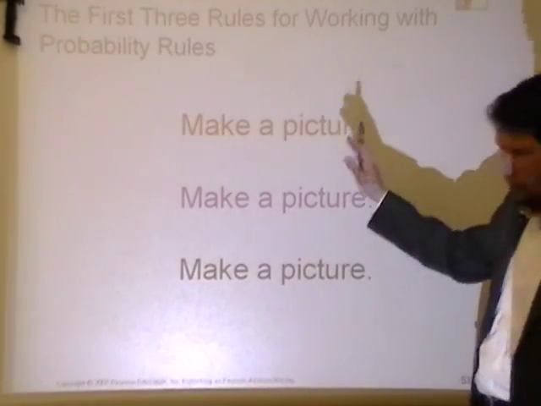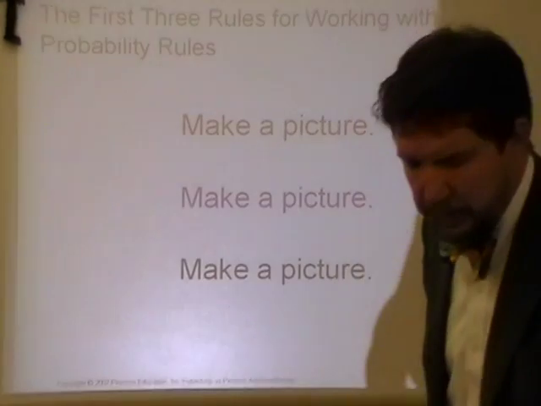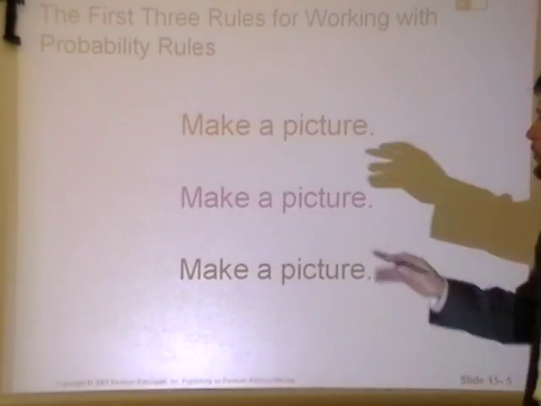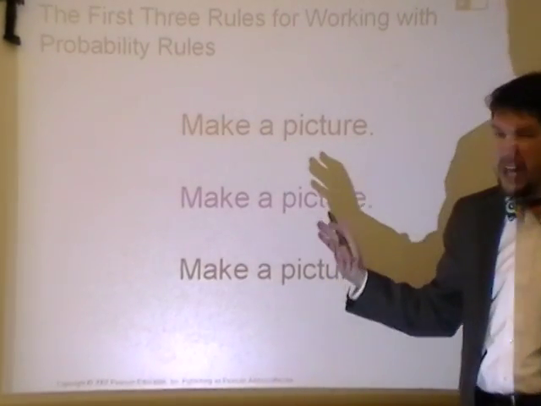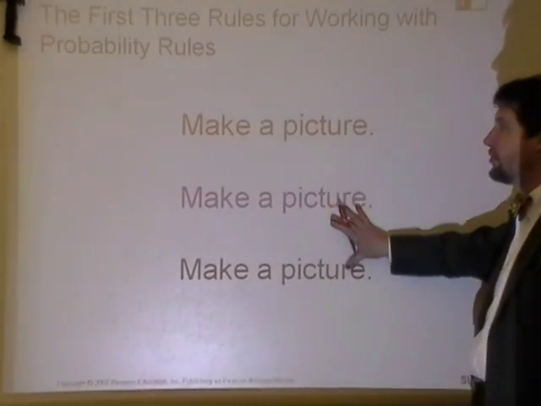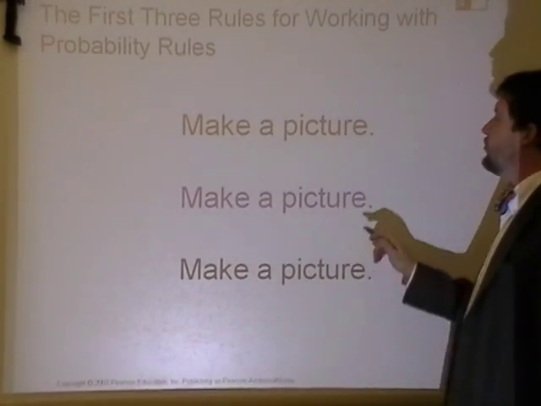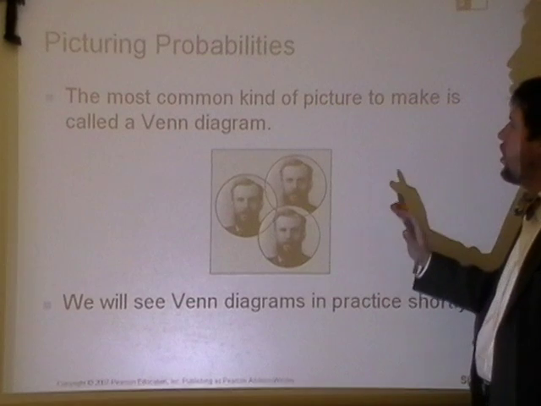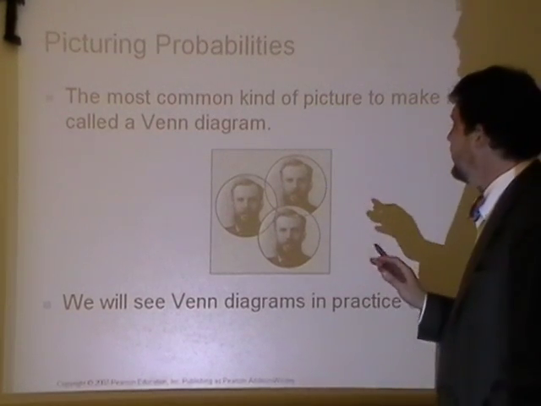Okay, so the book says make a picture, make a picture, make a picture. And we talk about this all the time, we joke about it. It's so funny, make a picture, it's so annoying. It happens every other chapter, it says it. It's going to be really helpful for us here, okay? And then we have the most common type of picture that we're going to make is the Venn diagram.